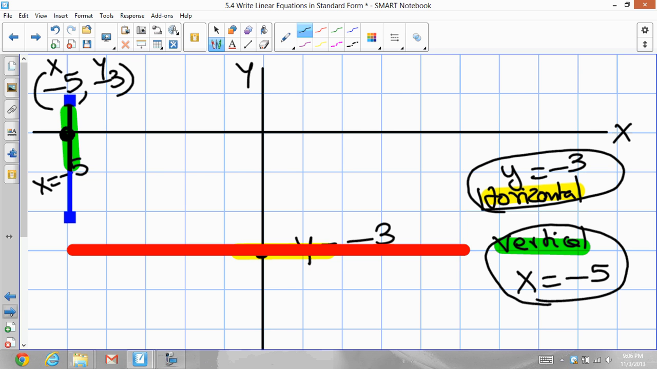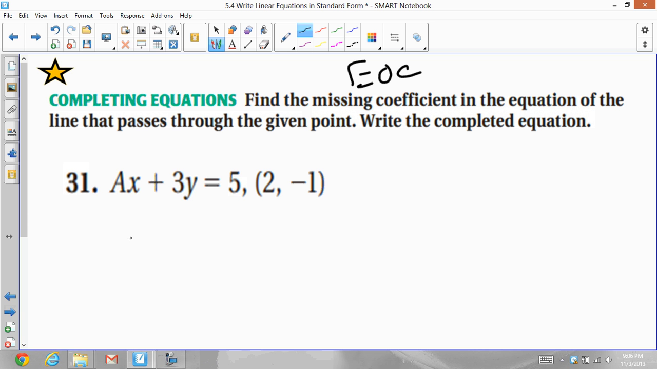Focus on question number 31. Find the missing coefficient in the equation that passes through the given point. When they are talking about the word coefficient, they're talking about the number that is associated with the variable. So ax plus 3y equals 5, and you are given a point 2 comma negative 1. So this is my x and this is my y. I'm going to replace my x by 2. I'm going to replace my y by negative 1. So they are asking me to find what a is. So I'm going to keep the a as it is.